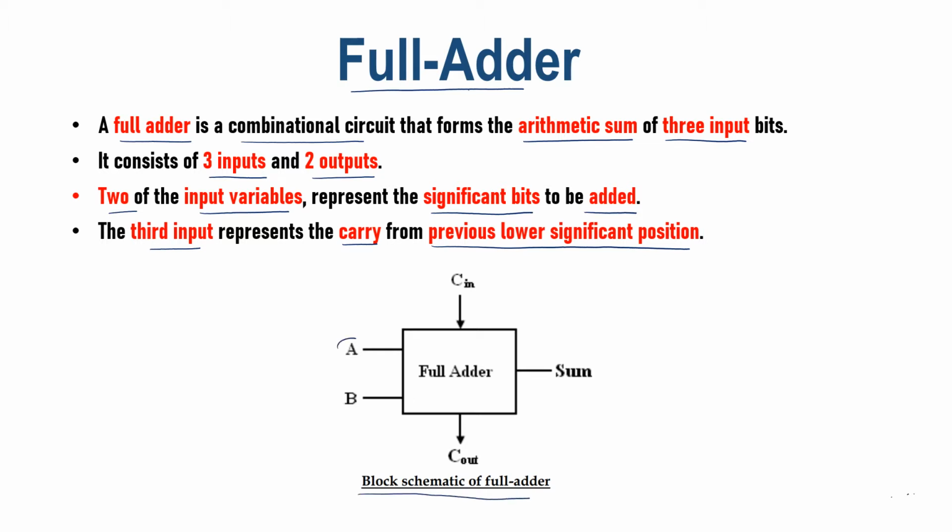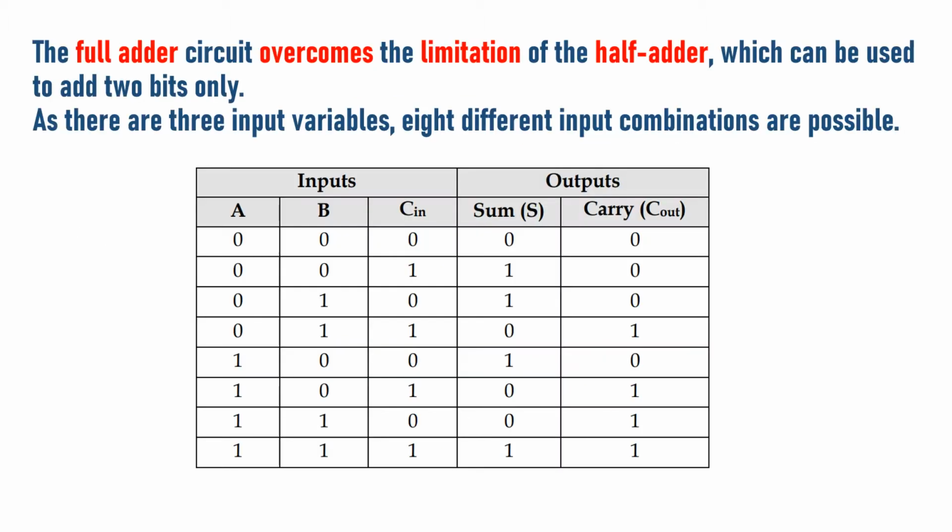A is the first input, B is the second input and C in is the carry in, and these are the three inputs given for the full adder, and then sum and carry out are the two outputs. So as per the discussion, the full adder consists of three inputs A, B and C in, and it will have two outputs, sum and carry out. Now let us discuss the full adder in detail.